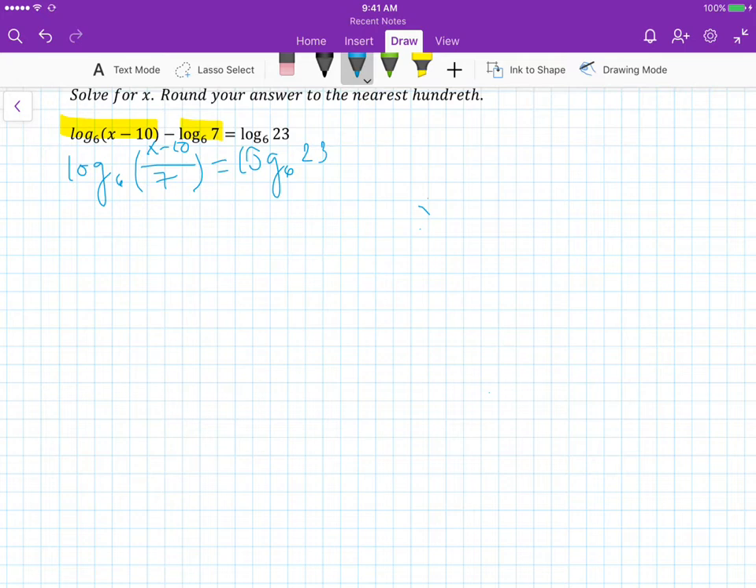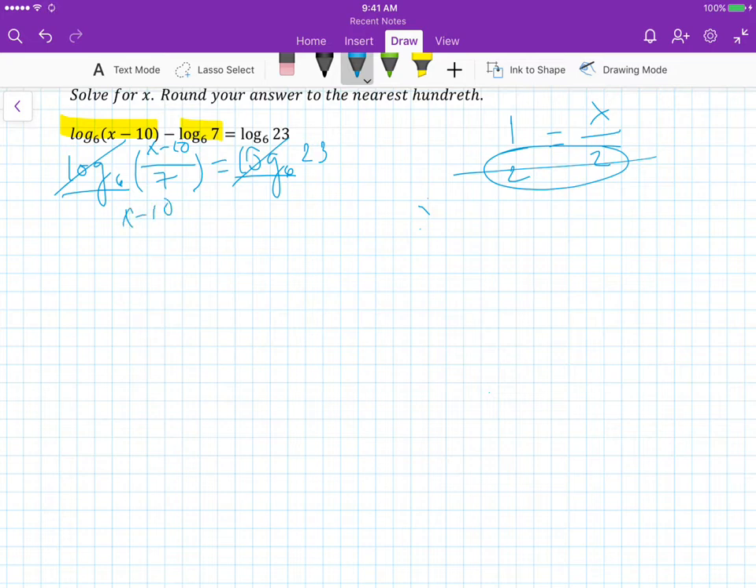of 23. All right, so now what we're going to do is just like if we had something 1/2 equals x over a half, because these denominators are the same, we can cancel them out. Well, it's the same thing here. If we take the log base 6 of something and it should be equal to the log base 6 of something else, we can literally drop them. So now I have x minus 10 over 7 equals 23, and I have no logs anymore because I could cancel them out.